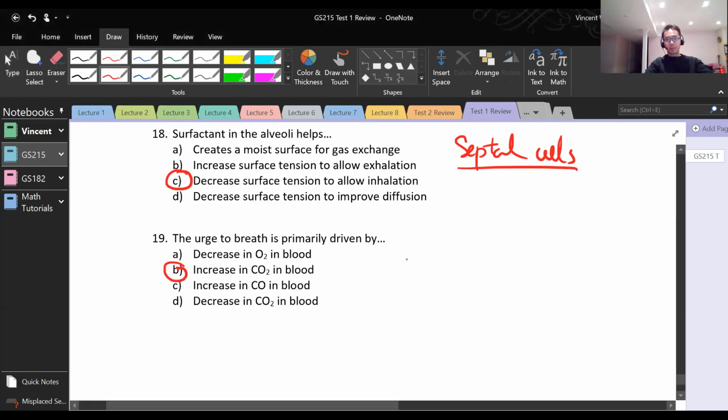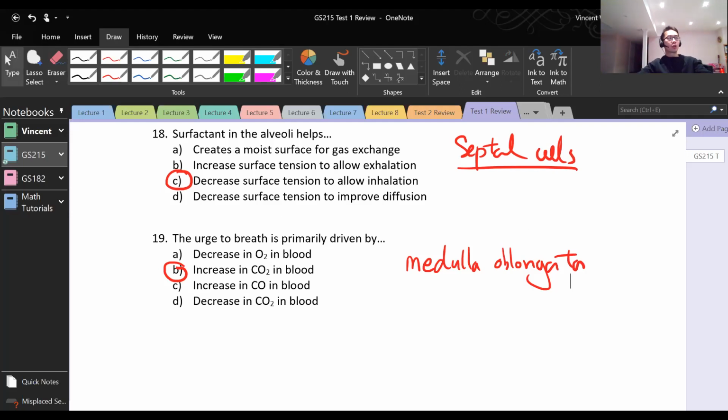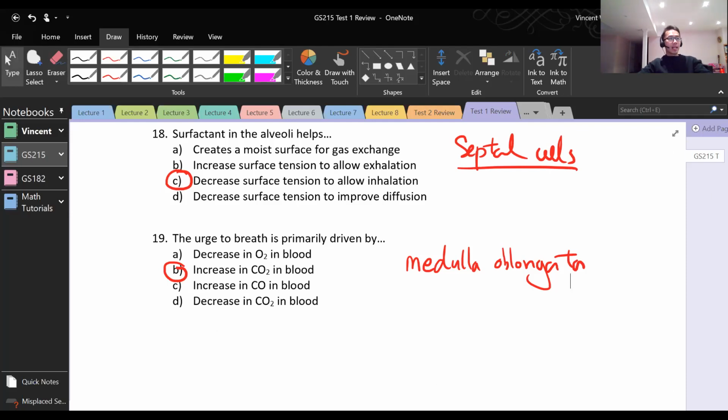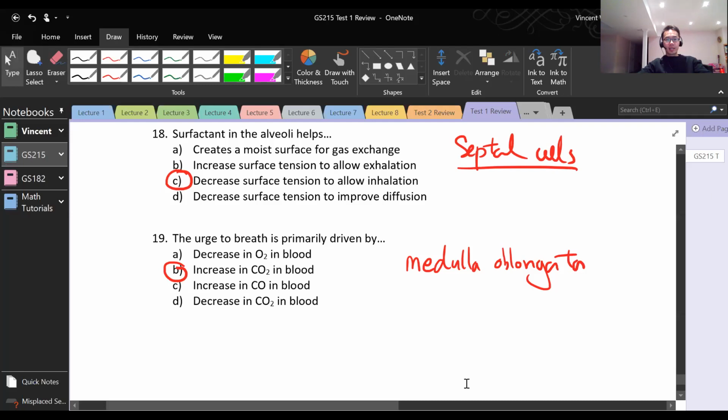Okay, the respiratory center is at the brainstem, right, in the medulla oblongata. That's where the respiratory center is, and it detects the amount of carbon dioxide in the blood. If it's too high, then you are going to have the urge to breathe. All right. So that is it for the review.